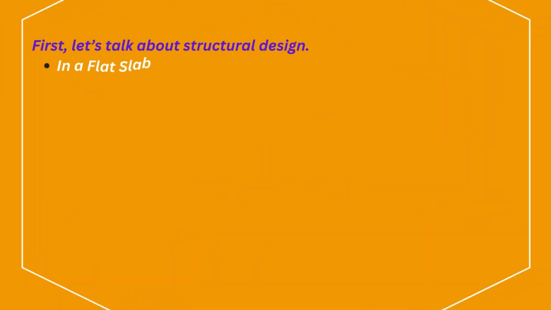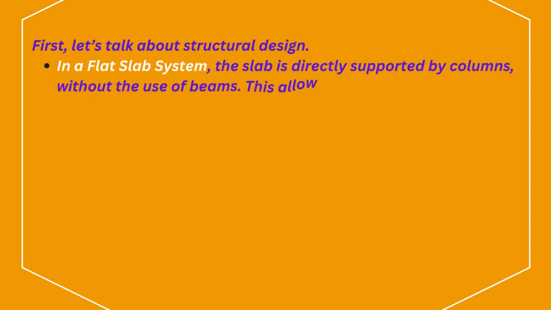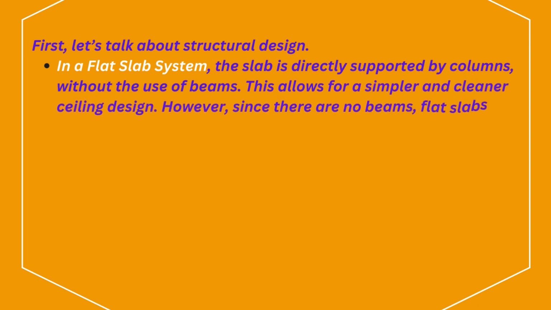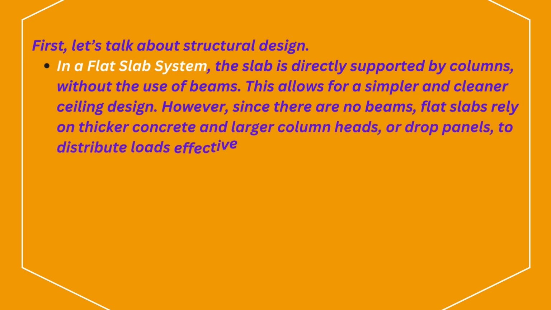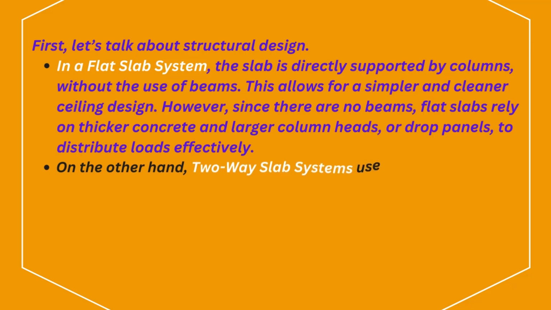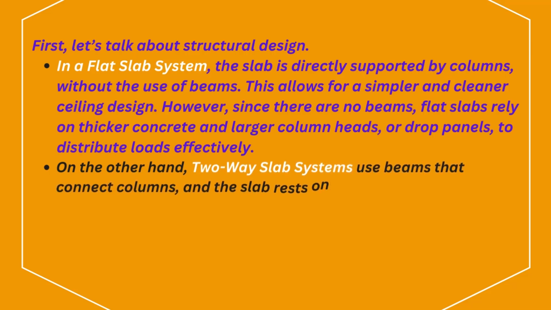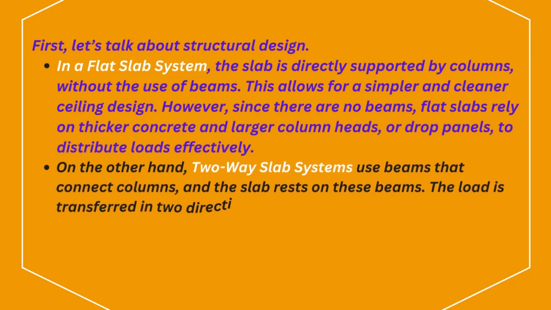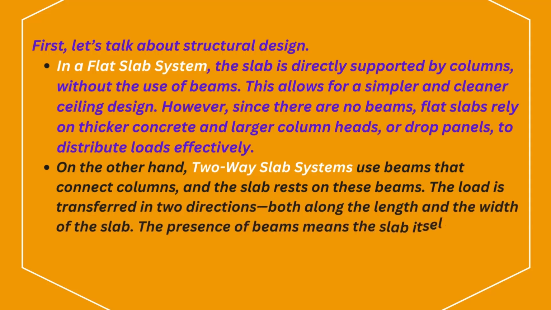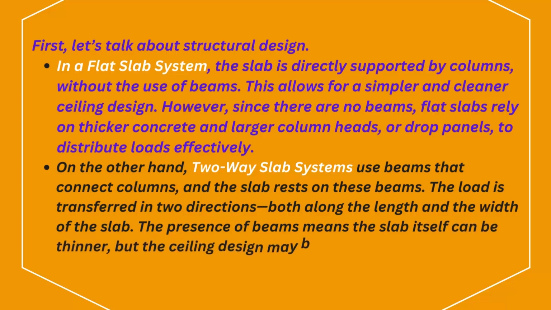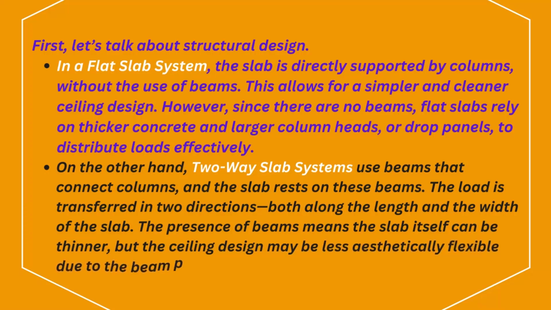In a flat slab system, the slab is directly supported by columns, without the use of beams. This allows for a simpler and cleaner ceiling design. However, since there are no beams, flat slabs rely on thicker concrete and larger column heads, or drop panels, to distribute loads effectively. On the other hand, two-way slab systems use beams that connect columns, and the slab rests on these beams. The load is transferred in two directions, both along the length and the width of the slab. The presence of beams means the slab itself can be thinner, but the ceiling design may be less aesthetically flexible due to the beam projections.